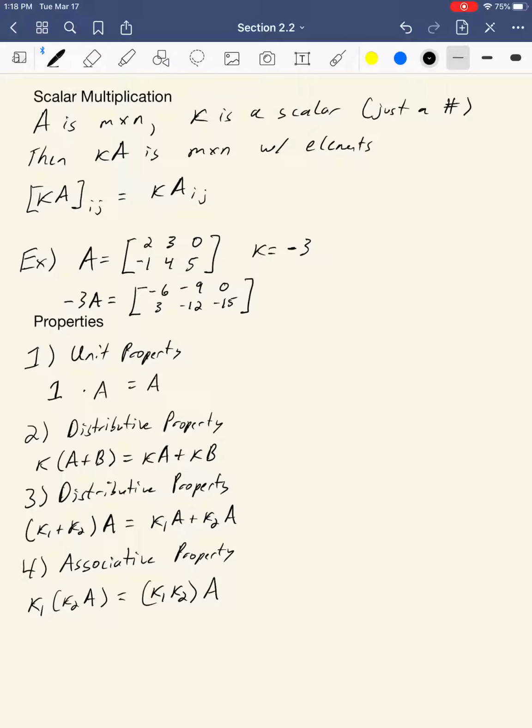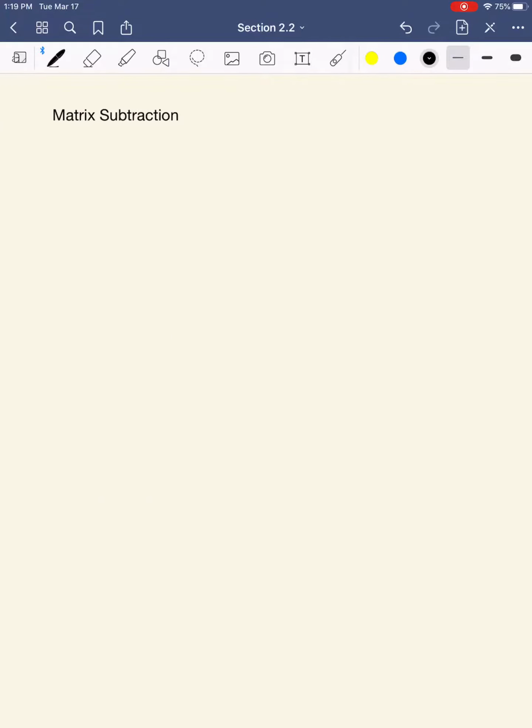All right, so we've discussed these properties. Again, you could think about how you would prove them. You'd prove them element by element using the definition of scalar multiplication. I briefly mentioned subtraction, so let's talk about that as well. We can actually define subtraction based on just addition and scalar multiplication. So let's go ahead and do that.